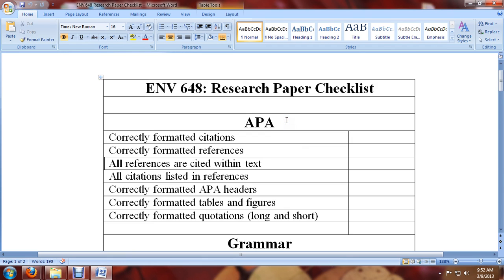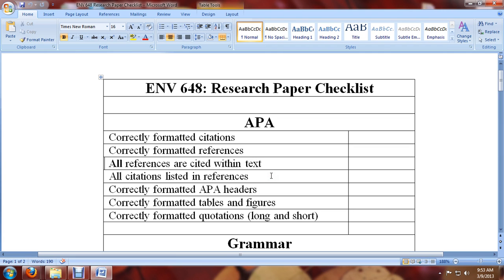Anything that I posted on APA or any changes that I make in your drafts, make sure that you've done this correctly. You have correctly formatted citations and references. All references are cited within the text. Very important: all citations are listed in the references, right? So it goes both ways. If you've cited something, it has to be in your references.